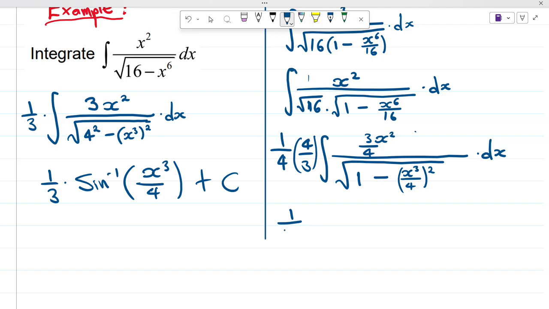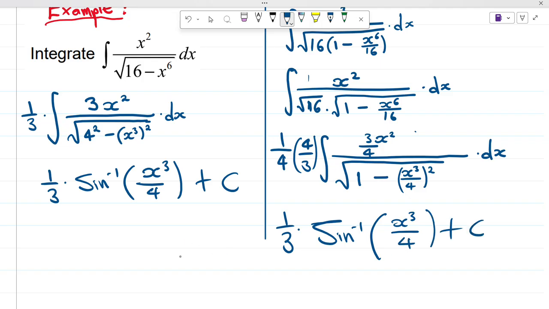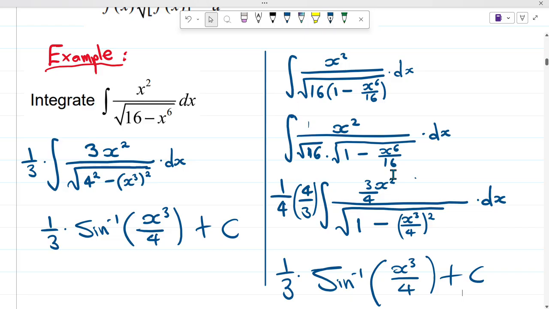so you'll just be left with 1 over 3 multiplied by this one. This one I've already discussed, and I just showed you the formulas, that this is going to be just sine inverse of x cubed over 4, and then plus c. Then ta-da, the two things become the same. So that is how to work with these things when your a is not equal to 1 and you want to force it to be equal to 1. So you then have to use this way.